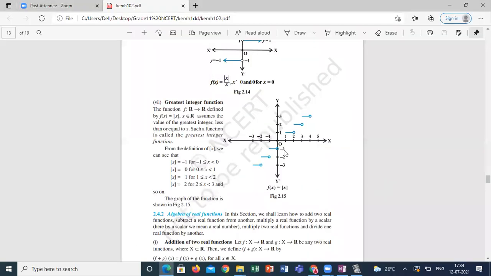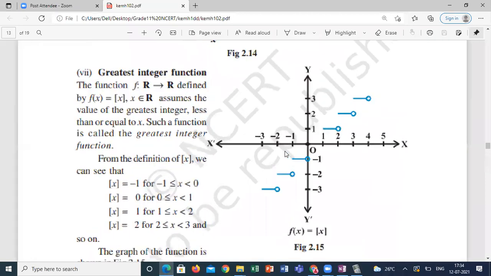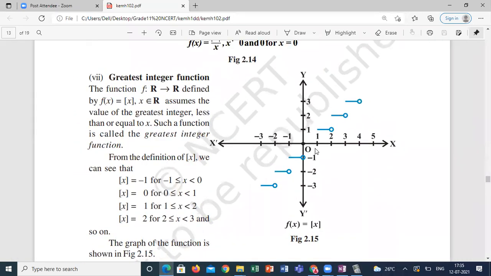So the graph of the greatest integer function is always a set of horizontal straight lines. See here, from 1 to 2, it is always plus 1. This circle says 2 should not be included. If I include this 2, the graph will start from here to here. From 2 to 3, the graph is this one, where 3 is not included. From 3 to 4, this is the graph.